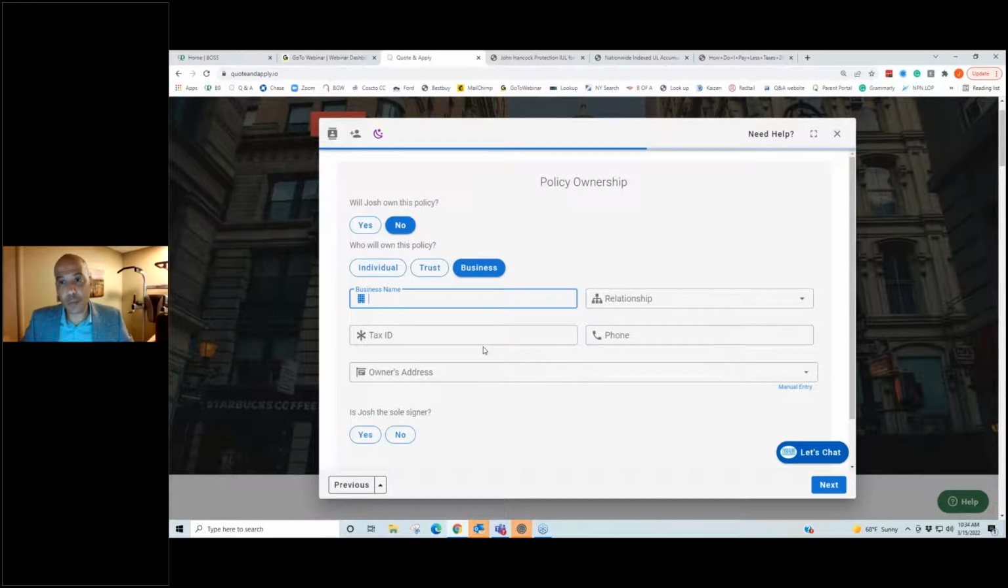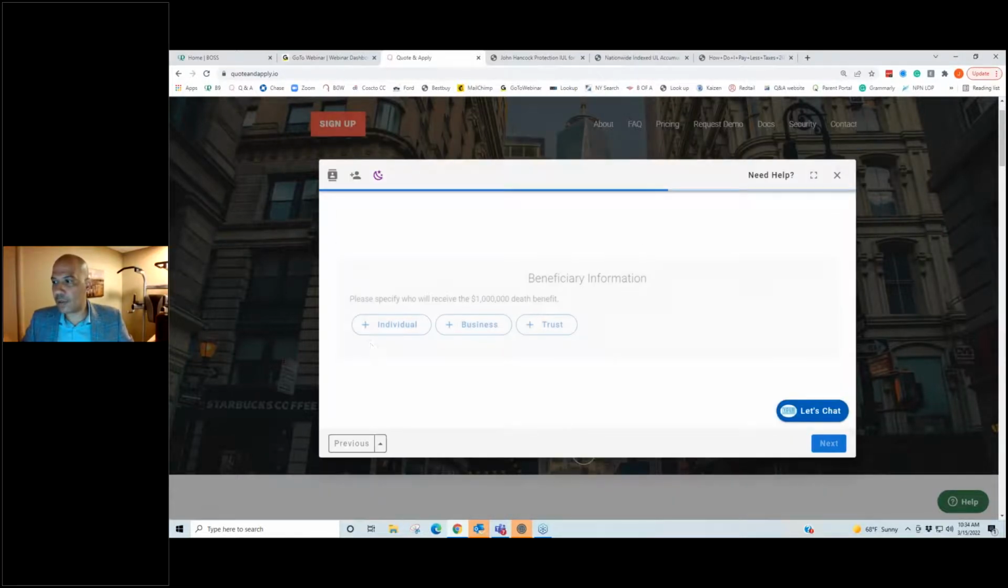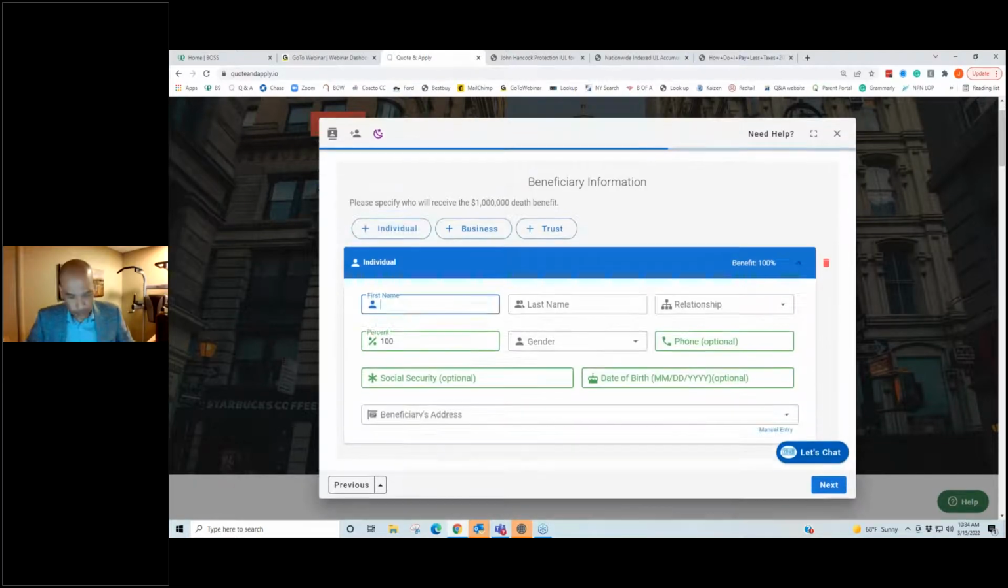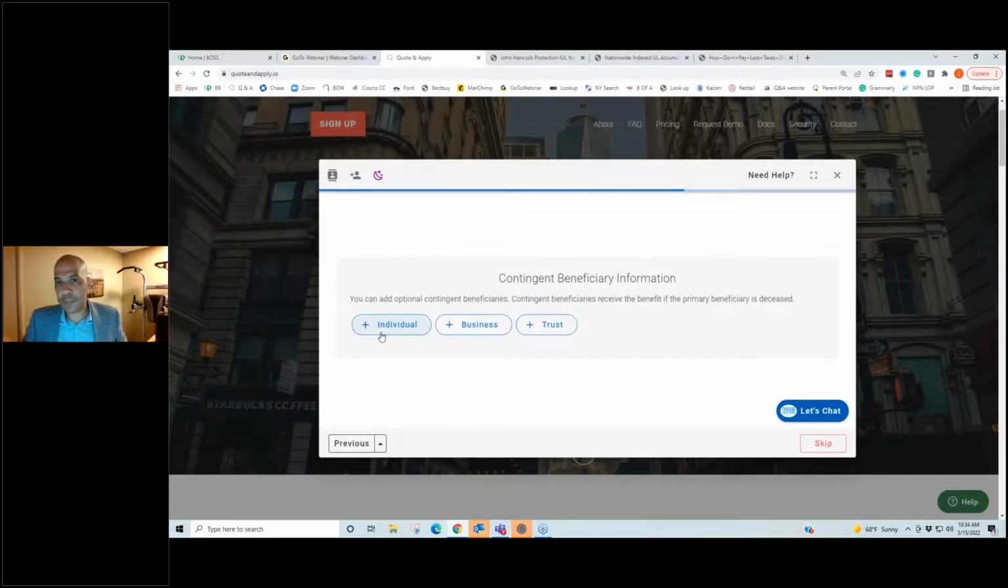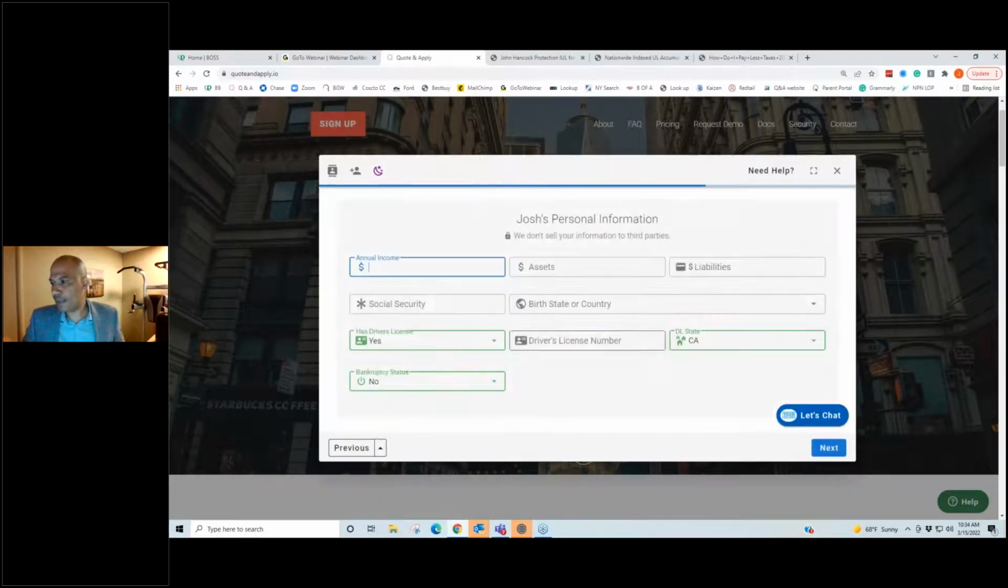You can also have the permanent insurance, the cash value life insurance, owned this way, and you can have the long-term care as well. Just to make it easy, I'll say they will own the policy, and then I'll just say, again, trust, business, individual. We'll just say individual, Mrs. Doe, we'll say after wife, keep things going here. Contingent beneficiary to back up the primary. Income, assets, liabilities, put in the social, state.